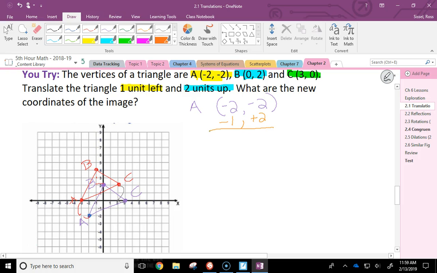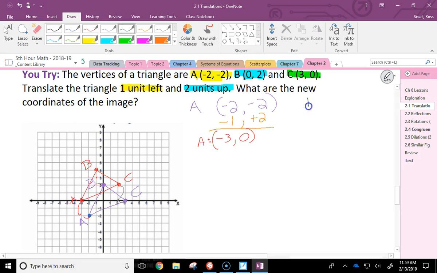Now, once I have this set up, I'm just going to add up and down. Negative 2 minus 1 is negative 3. Negative 2 plus 2 is 0. That is my new A coordinate. The coordinates for A should be at negative 3, 0. And if we look, we were at negative 3, 0.